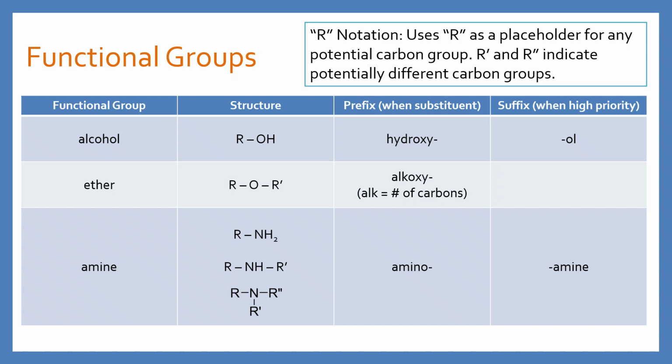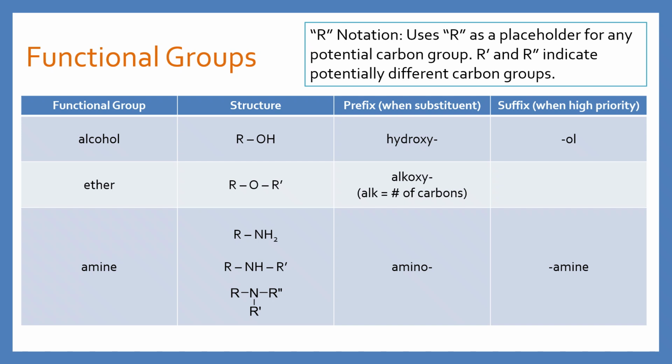In all of the examples that I have of functional groups, if you see R, R prime, and/or R double prime, those groups could be the same or they could be different. But R is just a placeholder for any potential carbon group, and in some examples, R could also be a hydrogen. I will be clear when that's the possibility though. So our first functional group that we're going to look at is the alcohol.